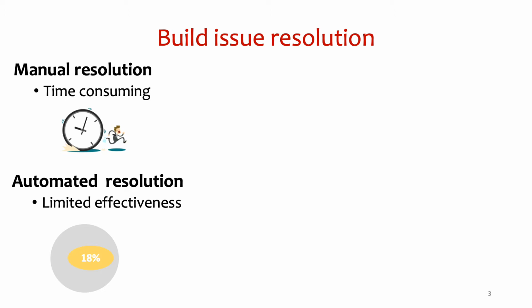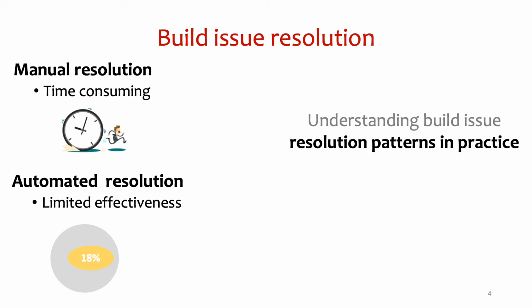Although promising, existing automated techniques are shown to have limited effectiveness in practice. For example, the state-of-the-art technique can only successfully fix a small ratio of build failures, say 18%. To provide developers and researchers with practical guidelines on this challenging problem, understanding how build failures are resolved by developers in practice can be helpful.